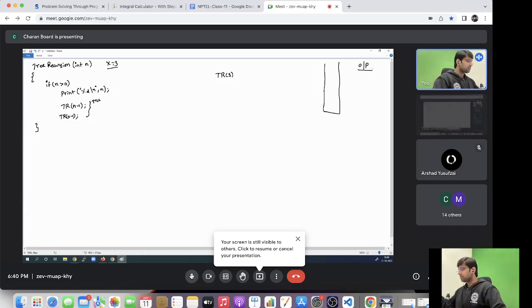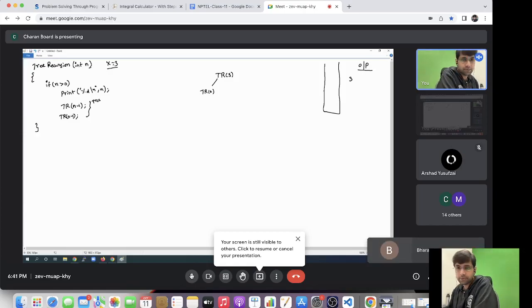Assume it is tr of 3. Initially tr of 3 will come here, and n equals 3, which is greater than 0, so it will print 3 here, and there will be tr of n minus 1 and tr of n minus 1. So there will be one tr of 2 here, and another tr of 2. We are not executing that particular thing yet. We will first go through this tr of 2.